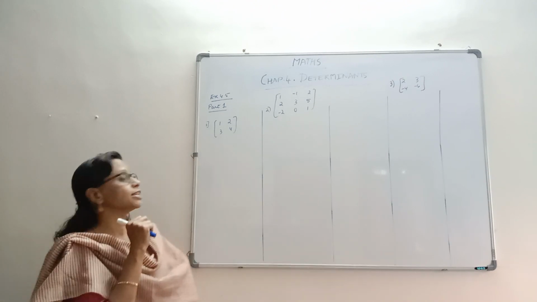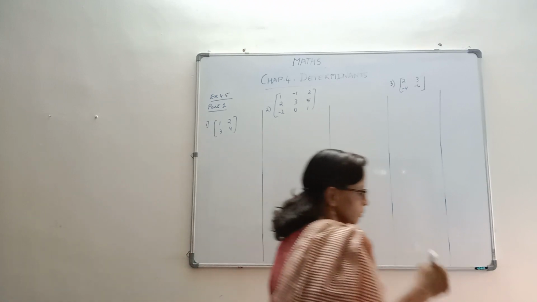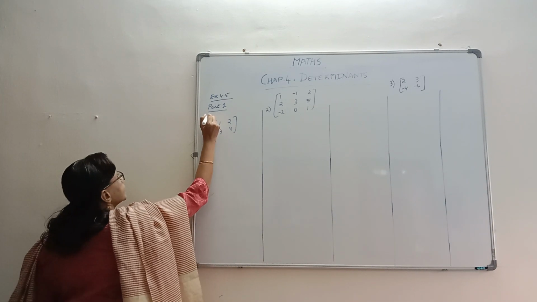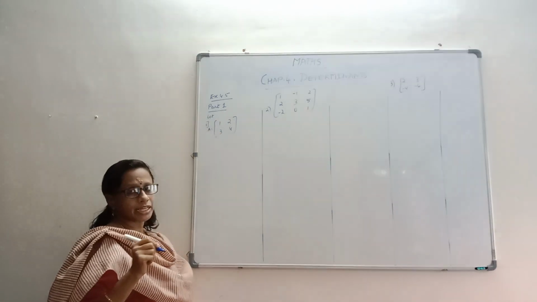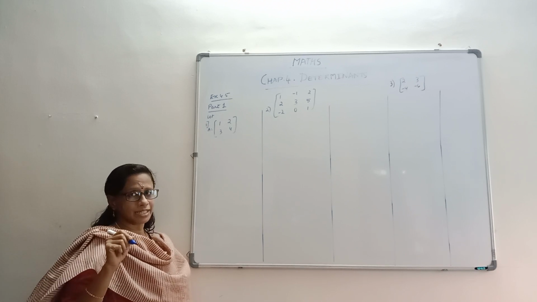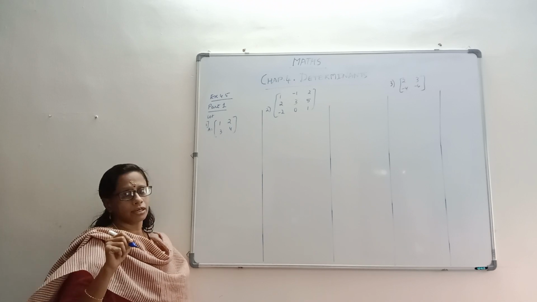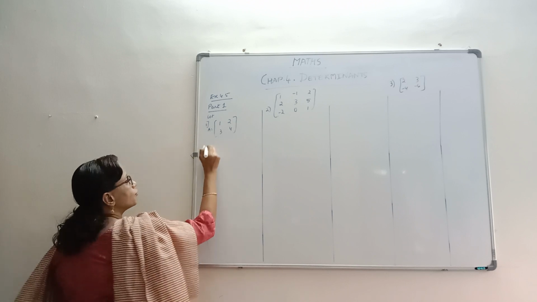So let's start with the adjoint of this matrix. This is a matrix A. Luckily it's a 2 cross 2. Call this matrix A, and let's start with its adjoint. Now how do we go for the adjoint? First, of course, you have to get the determinant. But if you know the cofactors, you can get the determinant easily. So we will wait for the cofactors and then go for the determinant calculation. So let's get the cofactors.